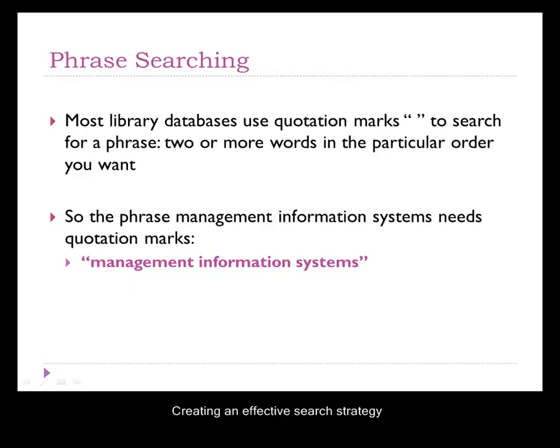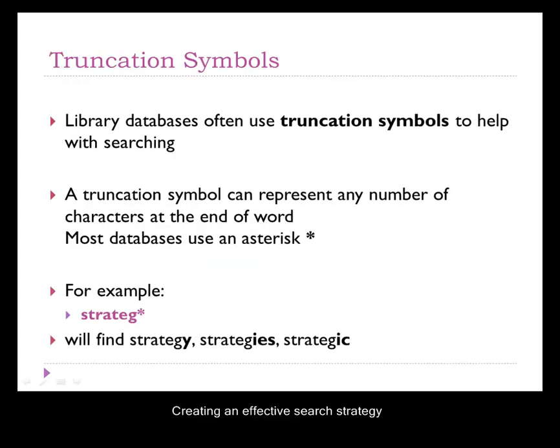Many library databases will use quotation marks to search for a phrase. So if you want to find 2 or more words in a particular order, you should put the phrase in quotation marks. So for example, you would put management information systems inside quotation marks to find those 3 words together and in that order. Library databases often also use truncation symbols to help with searching. A truncation symbol can represent any number of characters at the end of a word or no characters. Most databases use an asterisk as the truncation symbol. So for example, if we put the asterisk at the end of strategy, that means we could find the words strategy or strategies or strategic.